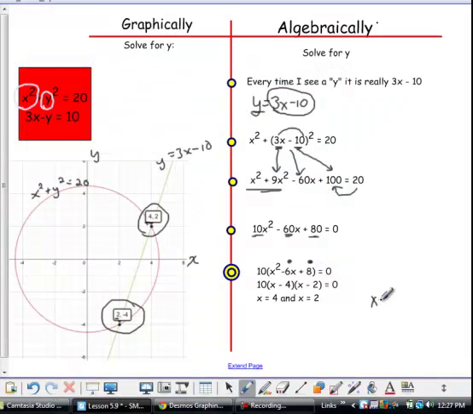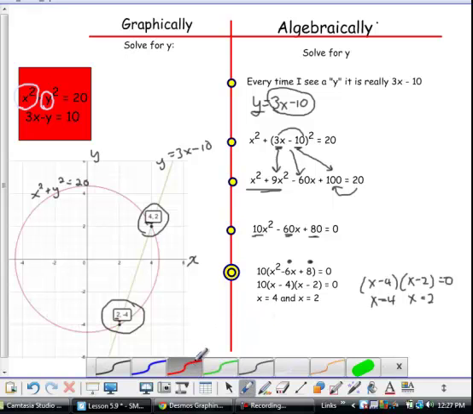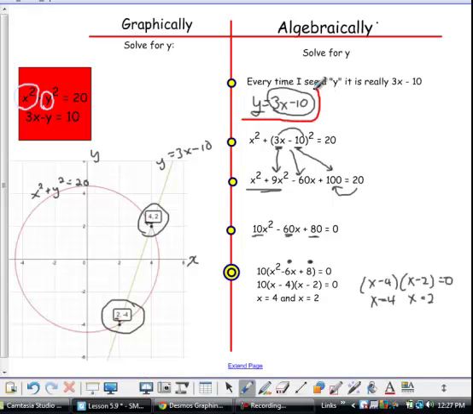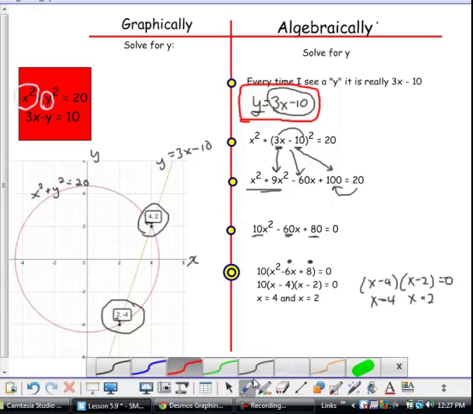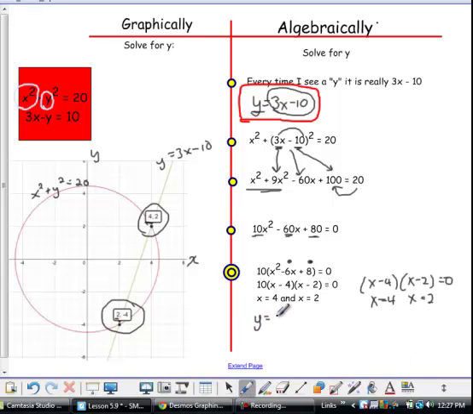I could have said, okay, if my x value is 4, it must have come from the factor x minus 4. And if my x value is 2, it must have come from the factor x minus 2. But these are just your x values. This circle and line cross in 2 points. So I have to come back here and figure out what my y value is. But looky way up here, how do I find my y value? My y value is obtained by tripling my x value and minusing 10.